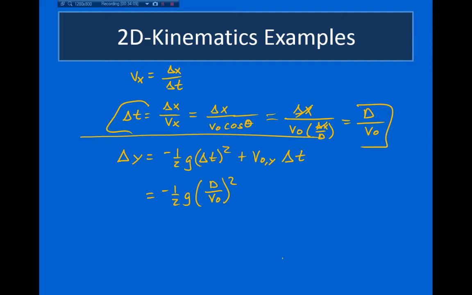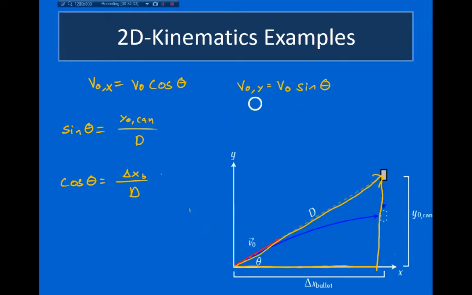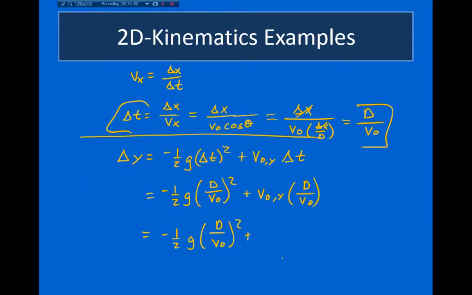Okay? So I can plug this into this equation here, which is describing the motion of the bullet. So we've got this plus v naught in the y direction times d over v naught. And finally, if I want to, I can simplify this a little bit further. V naught in the y direction, that's v naught sine of theta, and sine of theta is the height of the can divided by d. Okay?